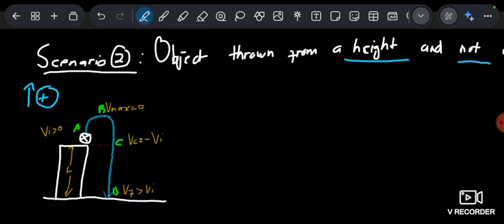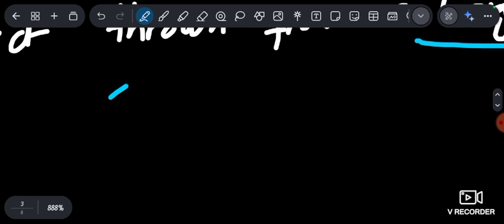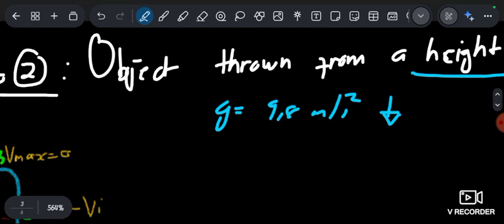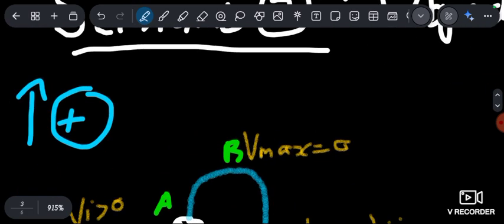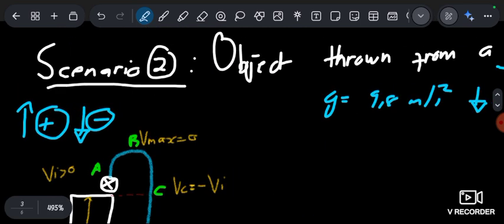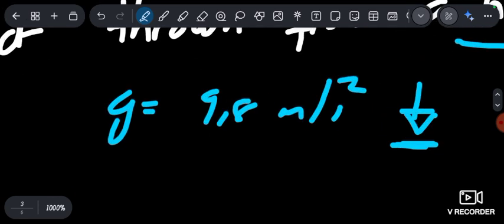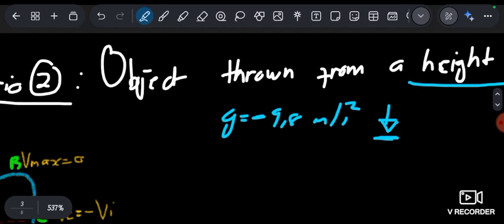Now, if you remember, we have gravitational acceleration. It is 9.8 meters per second squared downwards. Right? Now, if up is positive, then down is negative. So, if the ball is going downwards and we chose downwards as negative, my gravitational acceleration should be negative.